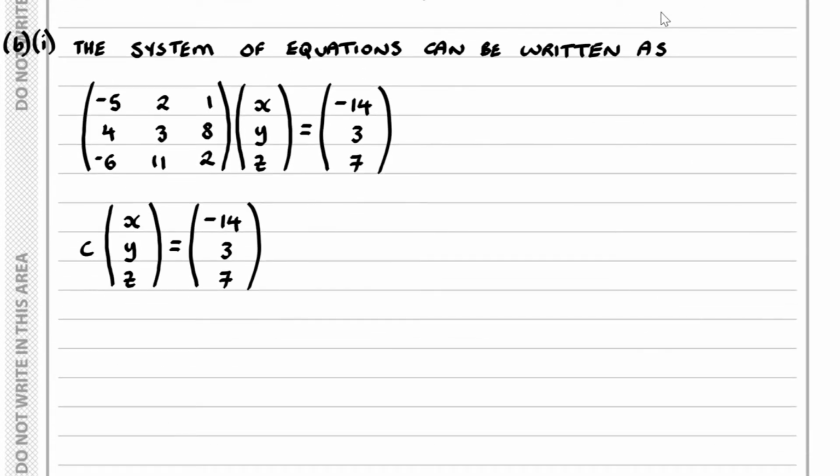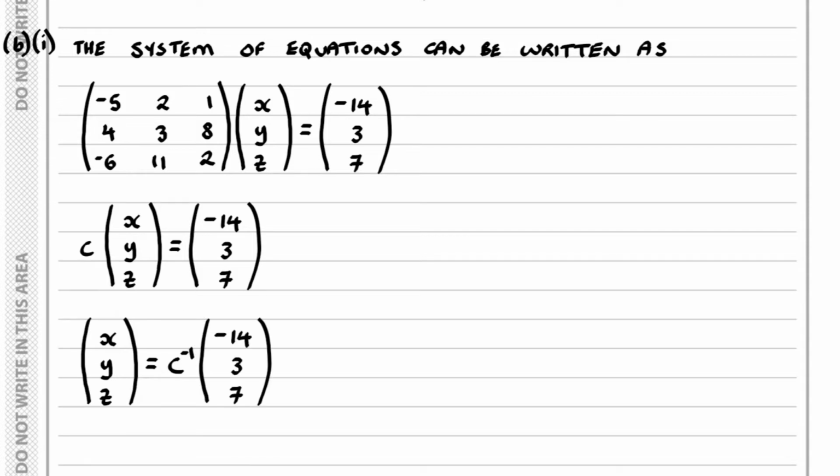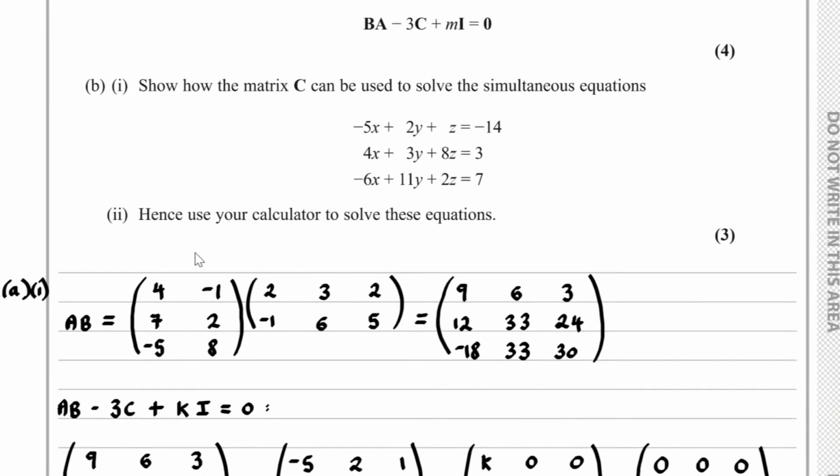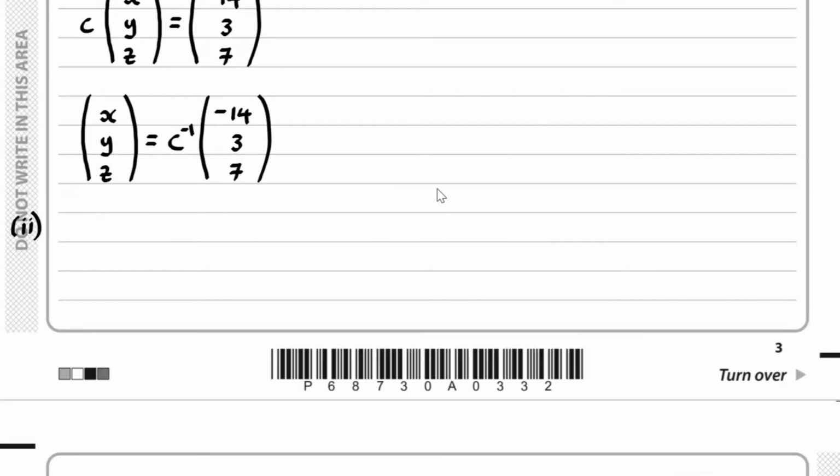And so x, y, z is going to equal C inverse multiplied by minus 14, 3, 7. And that's how we find out what x, y, z is. And now, hence use your calculator to solve these equations. So for the next part, to find out what x, y, z is, we first of all need to calculate C inverse.